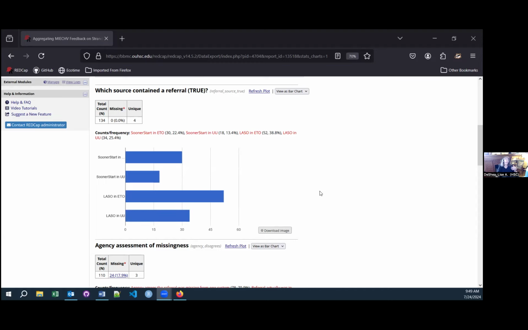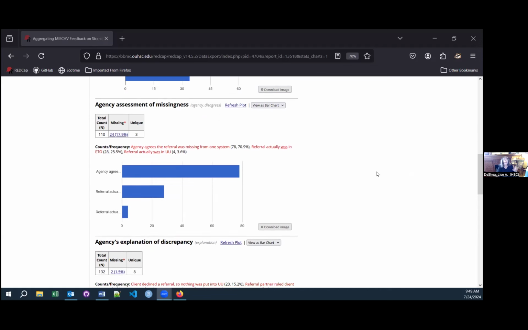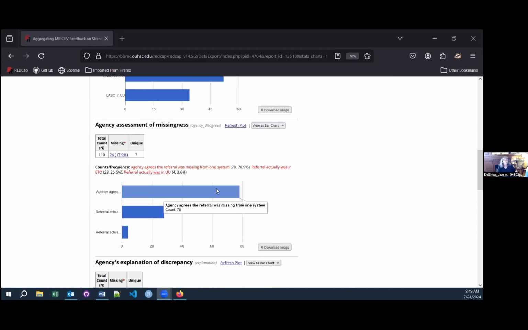A lot of you have come back, and when we asked you to check these, out of the 110 referrals that we were looking at here, you agreed on 78 that it was only in one system. And there was either a reason for that, or it was just an oversight. For instance, the parent educator forgot to put it in the referral tracking touch point.